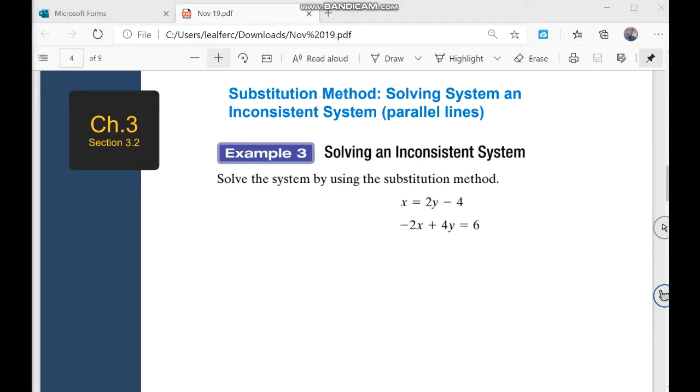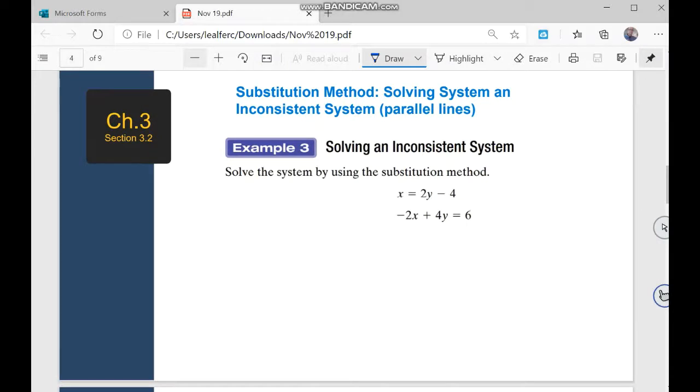Good morning. The inconsistent system is the one that has no solutions. How can we identify it? Let's check this example here. Solve the system by using the substitution method. The first thing is step number 1. You have to choose the equation and isolate one of the variables of this equation on the left hand side of it, right? So let's choose the equation that gives us less work, less trouble.